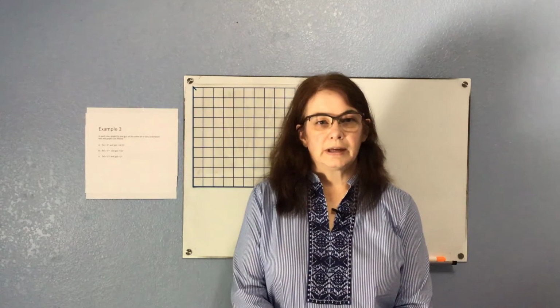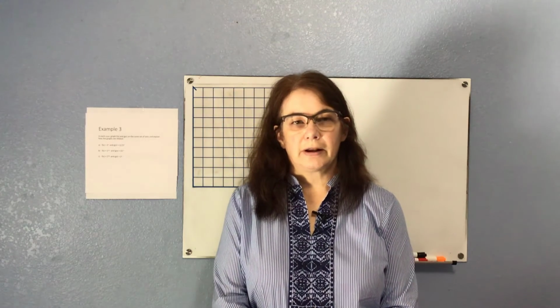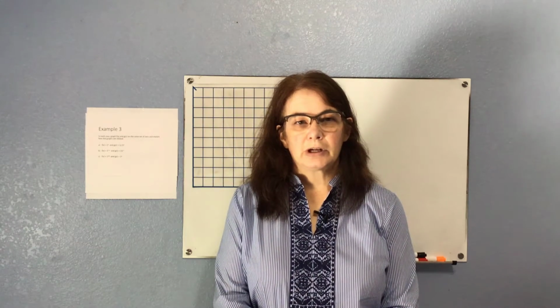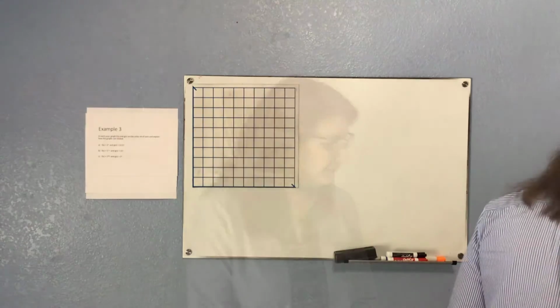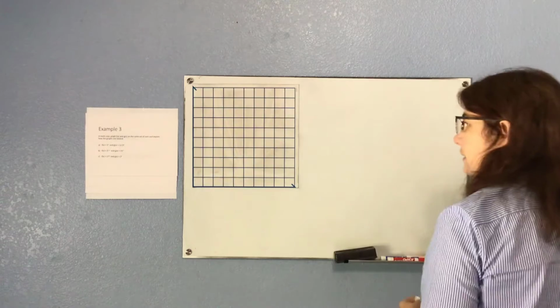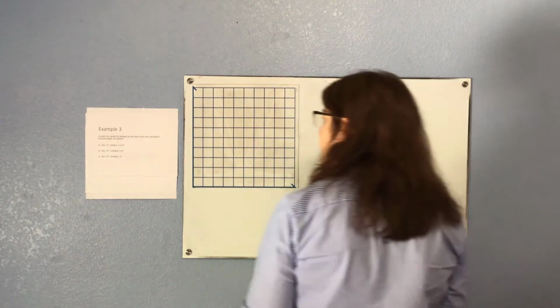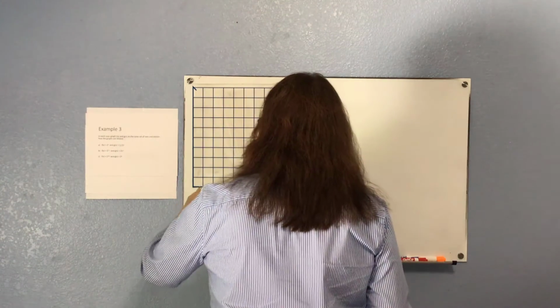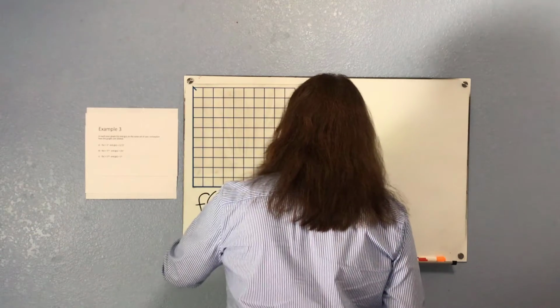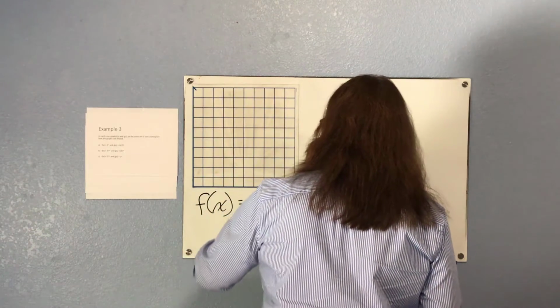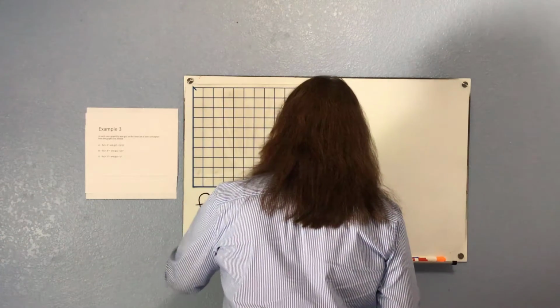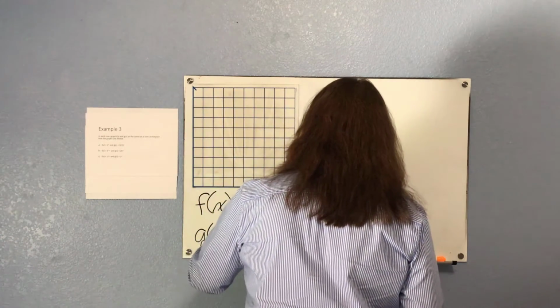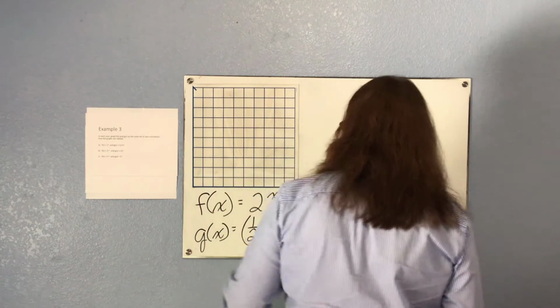In this example, we're going to compare and contrast some exponential functions that are similar and see what changes are made in the graph when we change the exponent. Okay, so we're going to start with two functions, f of x equals 2 to the x power, and g of x equals 1/2 to the x power.